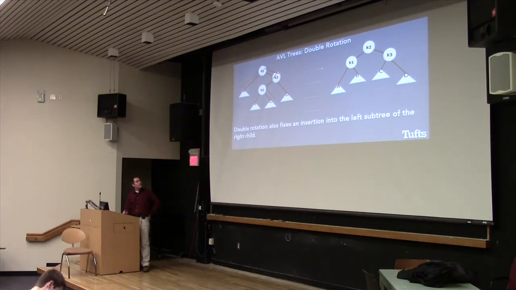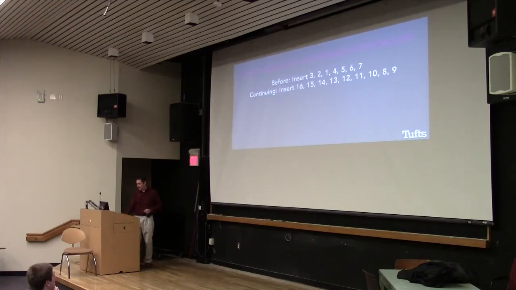For the right child's left subtree, you can fix this by doing a rotation in the other direction. Same thing in this case, K2 still ends up on top, and everybody filters down where they need to go. Okay? All right, let's try this.